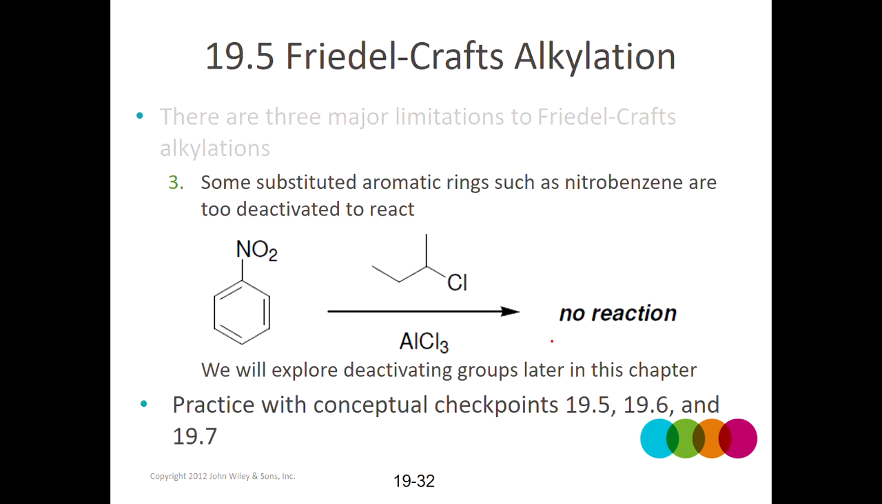And the third limitation is if the ring already has a group attached that is a highly electronegative group or attracts electrons from the ring out through induction or through resonance, then this reaction doesn't work. Right? What we need to happen here is to form a carbocation, and we need the ring to attack the carbocation. That means the more electron rich the ring is, the more partial negative or negatively charged electrons there are in the ring, the more they'll be able to connect to the positive of the carbocation.